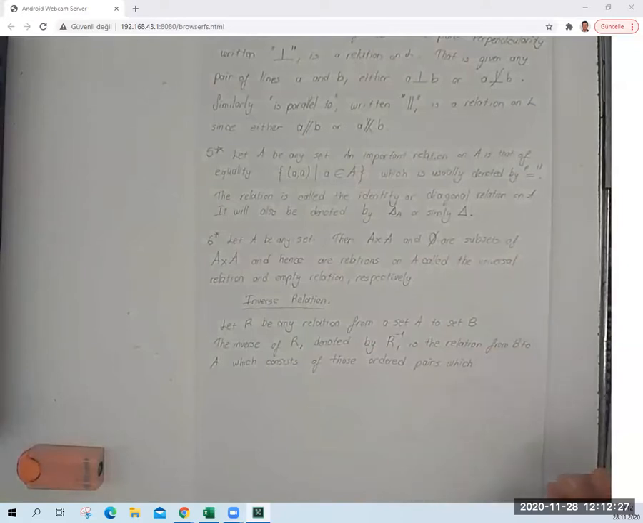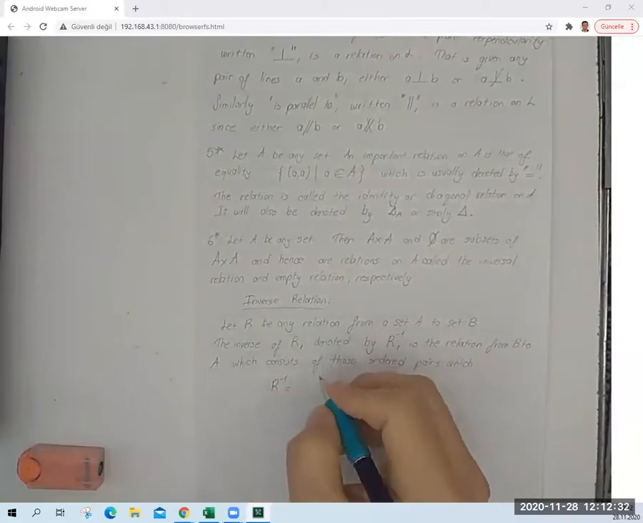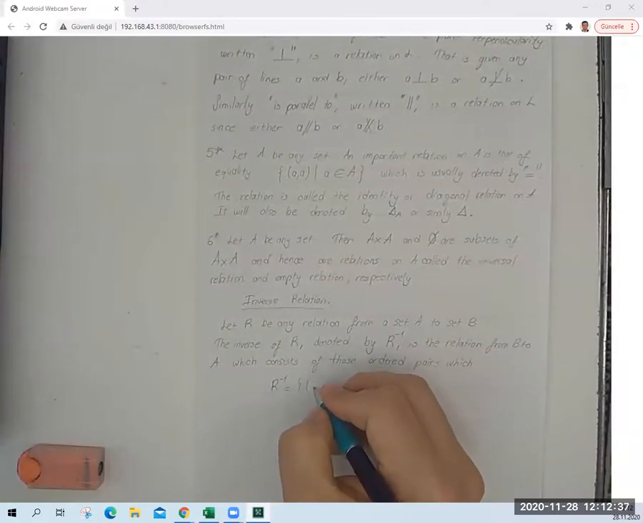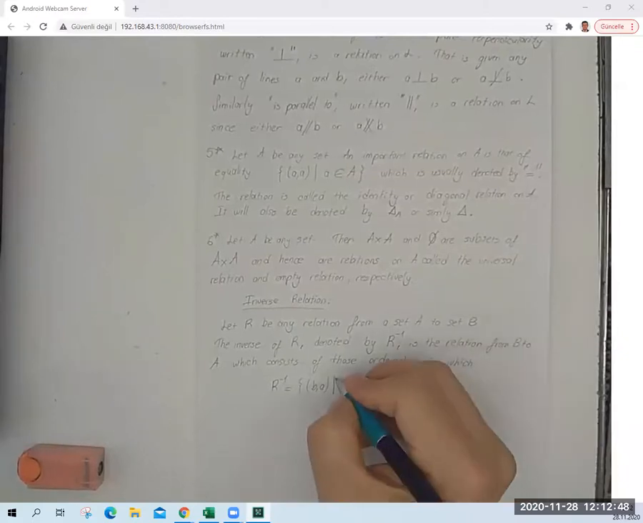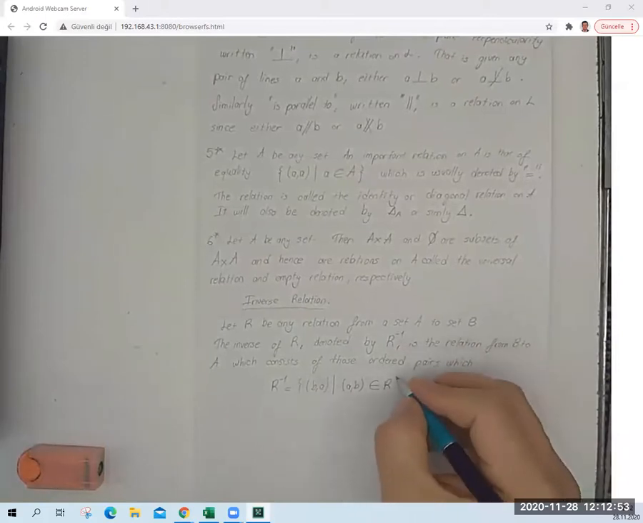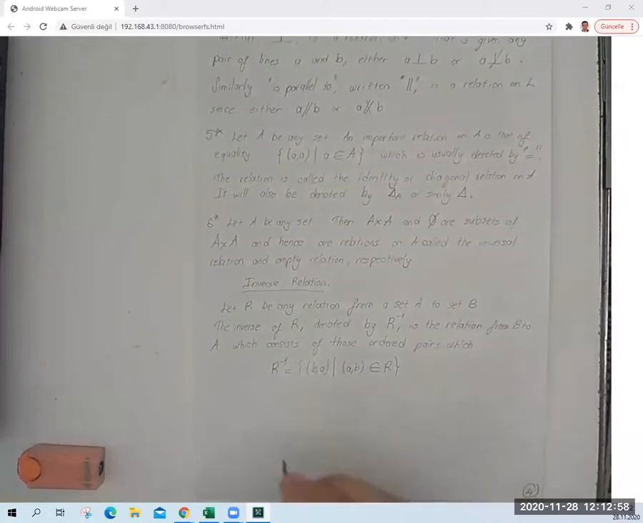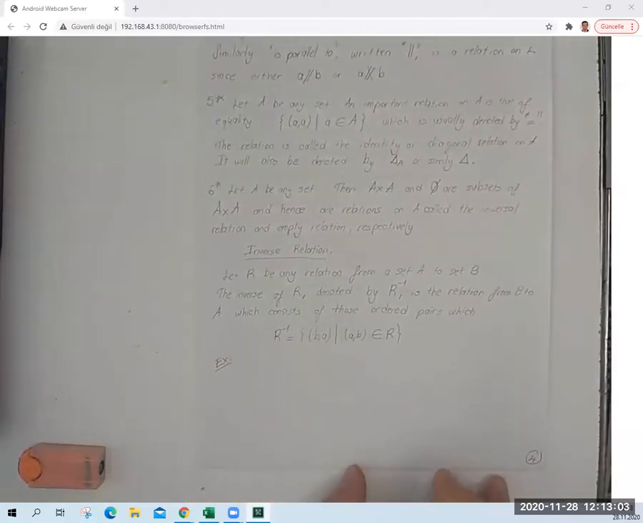So R inverse is equal to the set of pairs (b, a), which means the pair (a, b) belongs to relation R, or is a member of relation R. As an example for that condition, okay, let's try the example.